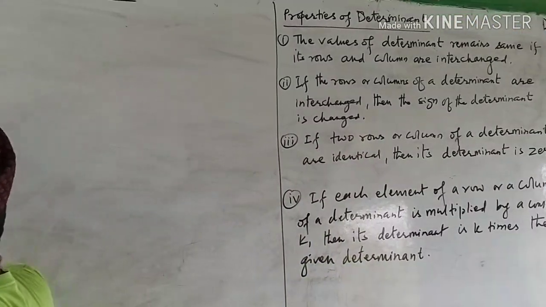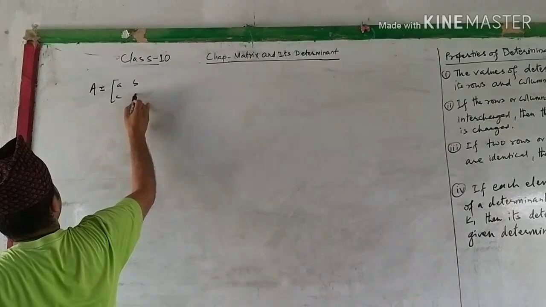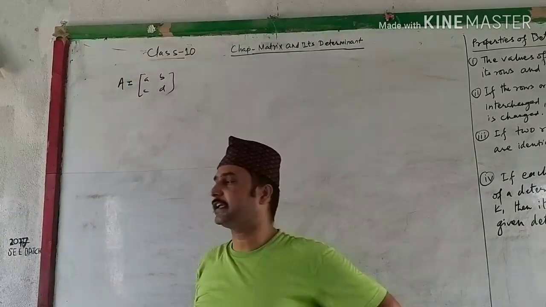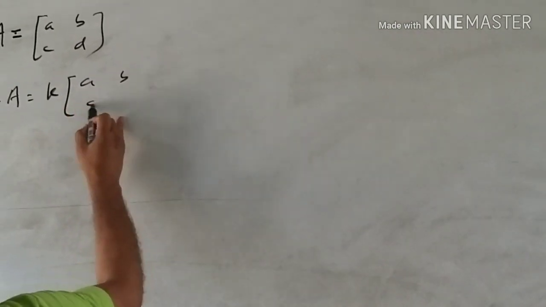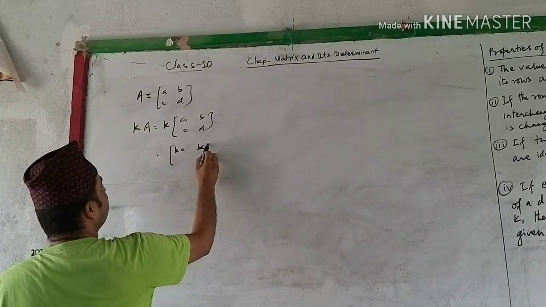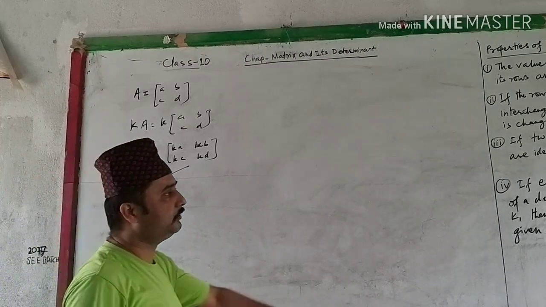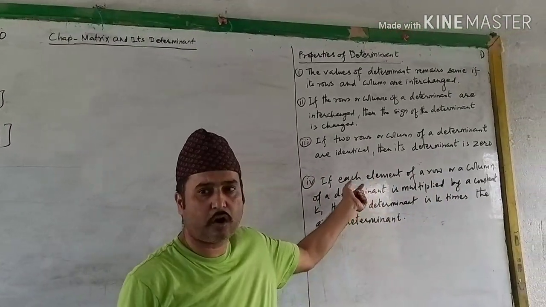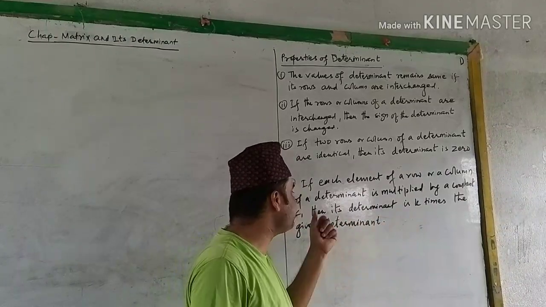Let's take an example. Let A be the matrix with entries a, b, c, d. In the case of matrices, if you multiply any matrix by a scalar k, all the elements are multiplied by k, so we get ka, kb, kc and kd. Here, this property says that if each element of a row or column of a determinant is multiplied by a constant k, then its determinant is k times the given determinant.